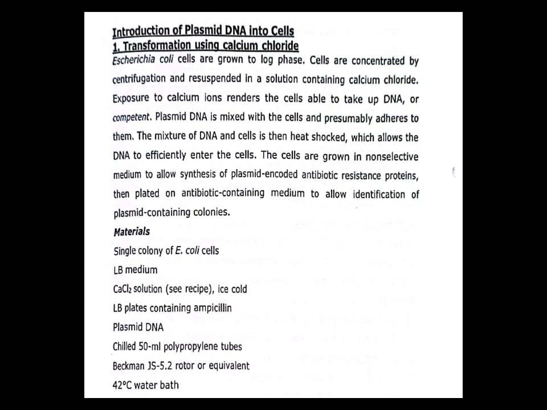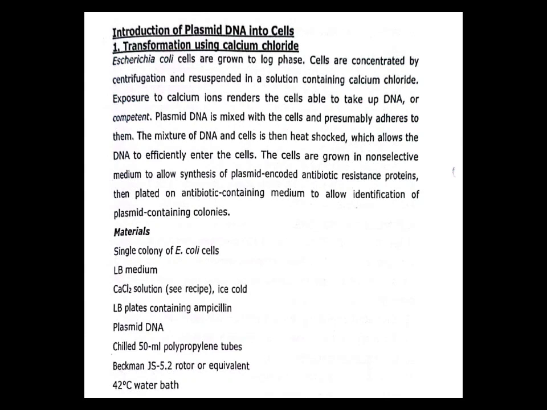Plasmid DNA is mixed with the cells and presumptively adheres to them. The mixture of DNA and cells is then heat shocked, which allows DNA to efficiently enter the cell. The cells are grown in non-selective media to allow synthesis of plasmid-encoded antibiotic-resistance proteins, then placed in antibiotic-containing medium to allow identification of plasmid-containing colonies.